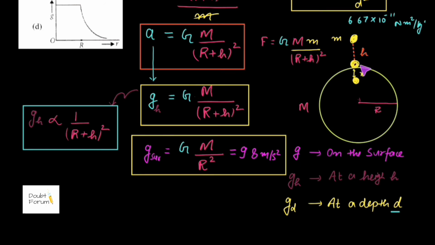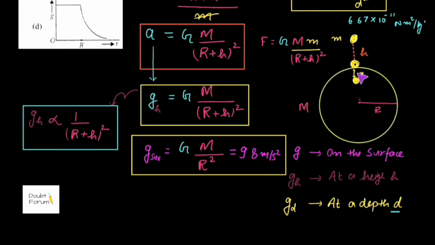When this object was lying on the surface of Earth, the whole mass of Earth, that is capital M, was contributing in the gravitational force. When this object was at a certain height h, then also the whole mass of Earth, capital M, was contributing in the gravitational force. But the case changes as we go inside the Earth. When we move inside the Earth, the whole mass of Earth, capital M, will not contribute in the gravitational force. Only a certain part of this mass will be contributing. So we need to find out that mass first.